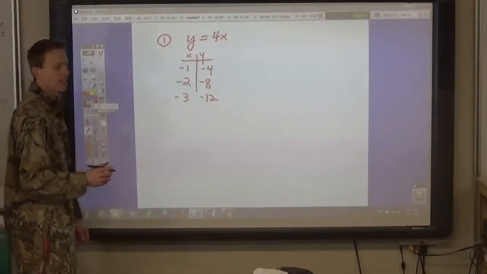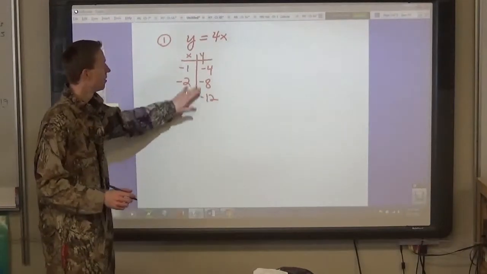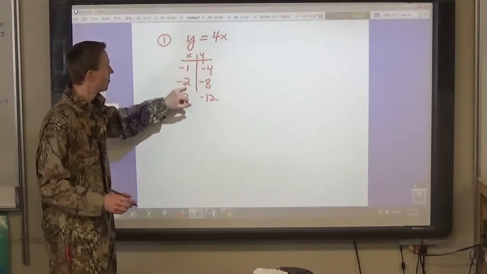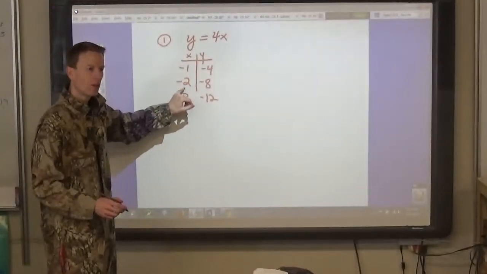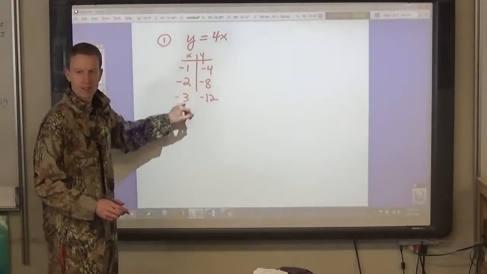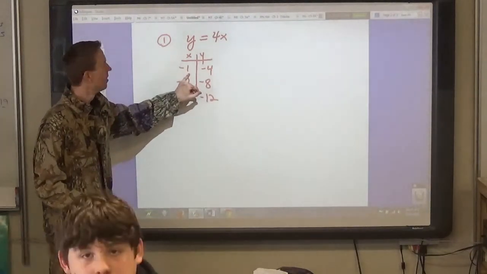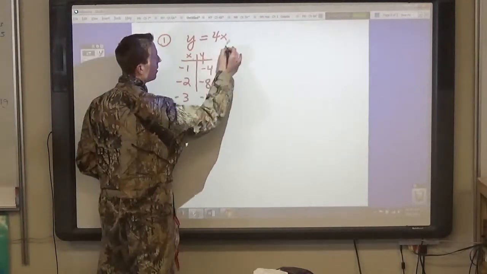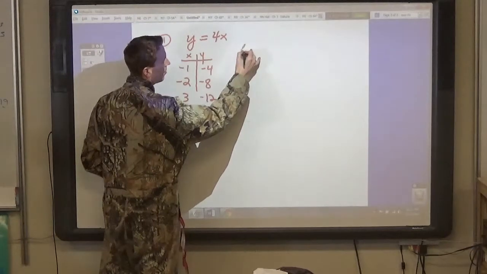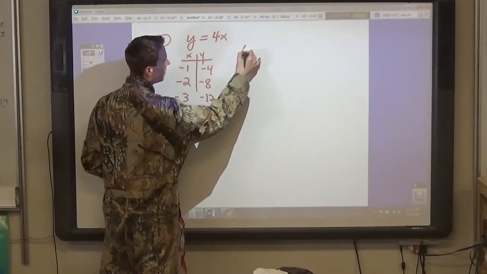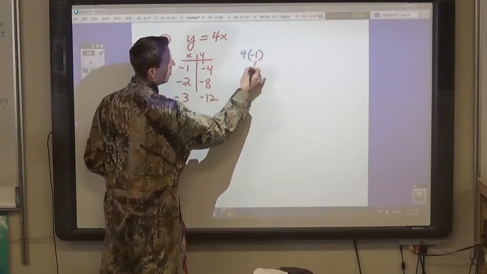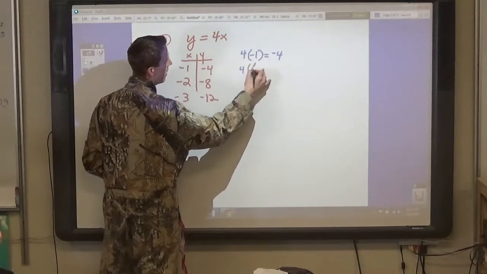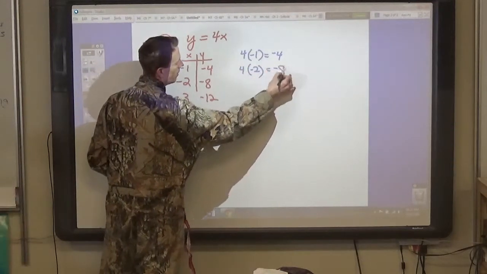So what do you have to do to figure this out? To see if this is correct? 4 times -1, 4 times -2, 4 times -3. Right. What are you doing with those numbers? Multiplying the input times 4, right? So substituting the numbers in, just like yesterday. When x is -1, y is -4. When x is -2, y is -8, right?